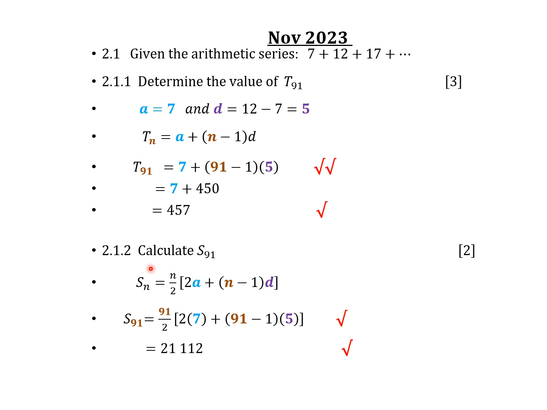2.1.2: instead of the term, now we want the sum to 91 terms. The sum formula is Sn equals n over 2, in brackets, 2 times a plus n minus 1 times d, close brackets. A is 7, d is 5, and n is 91. So 91 divided by 2 times 2 times 7 plus 90 times 5, which gives me 21,112. 1 mark for correct substitution, 1 mark for the final answer.